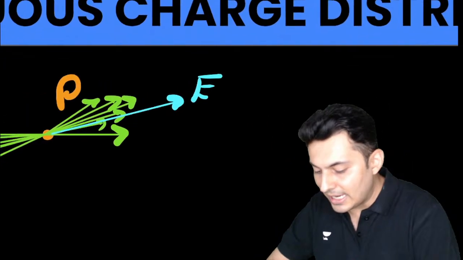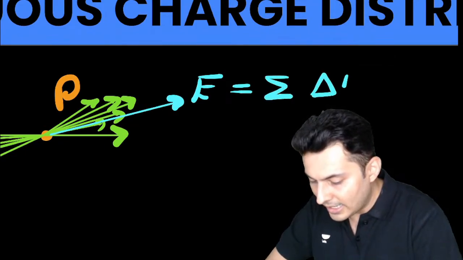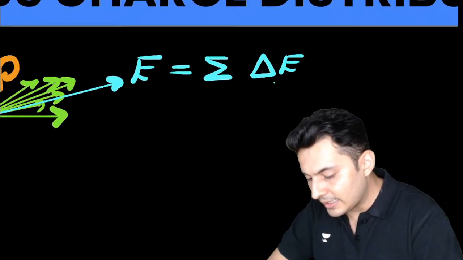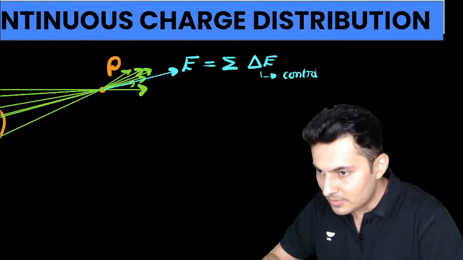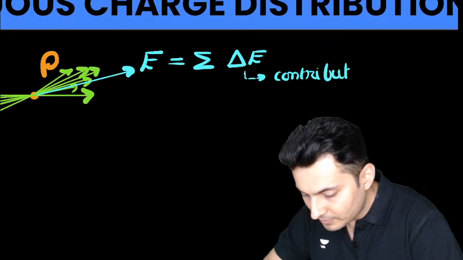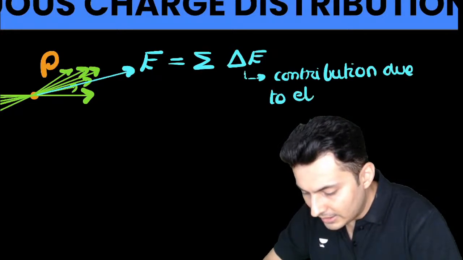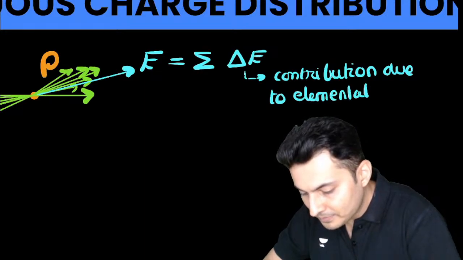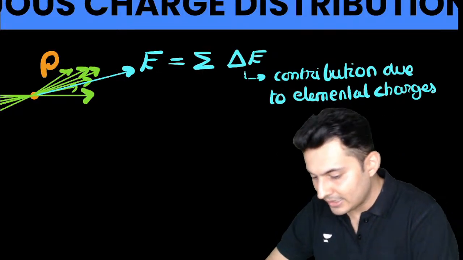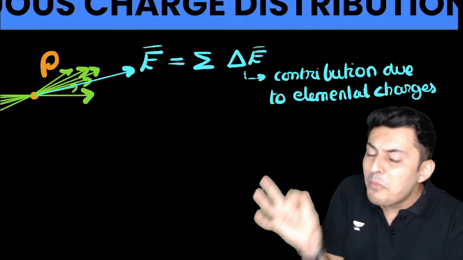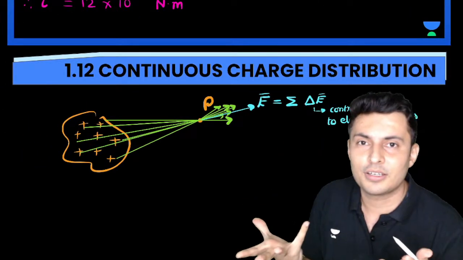So this electric field is the summation of the smaller electric fields. These electric fields are the contributions. Contribution due to elemental charges, sum of all of that. Correct? Everybody with me? But if there are many such things, many point charges, imagine a sphere which is charged.